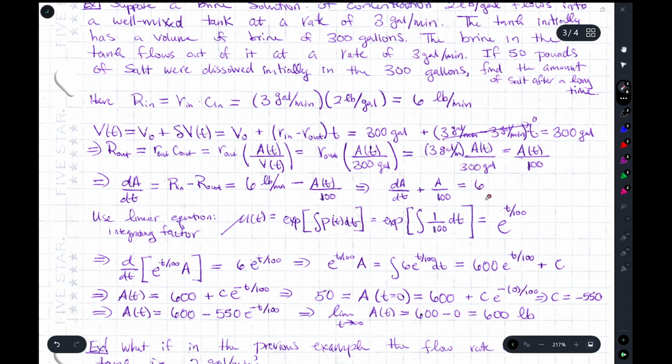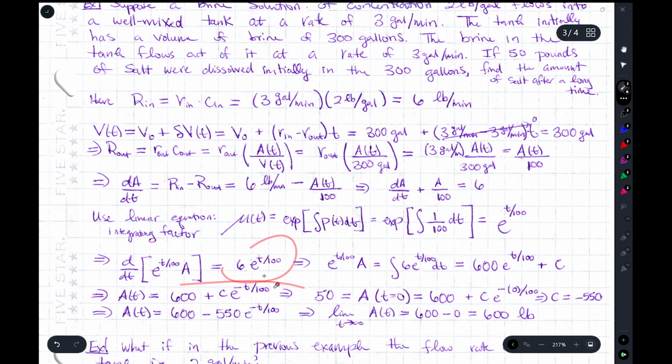We could solve this through separation of variables. Here I chose to solve it as a linear equation, just to see something different. So it's a linear equation, and you just get the integrating factor. We have a video on how to solve linear equations and what the integrating factor is. Using that procedure, we get e^(t/100) for the integrating factor, and the linear equation algorithm gives us this relation here.